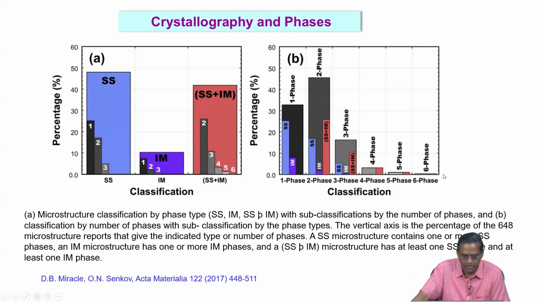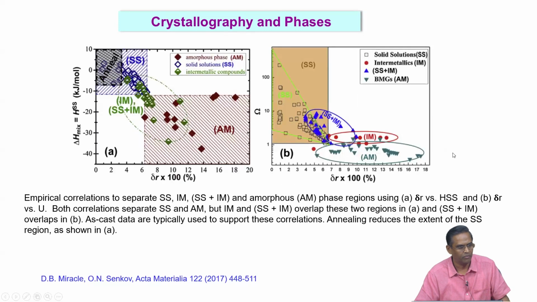So this gives some idea about what are the different microstructures that can form, and that can be related to our previous idea, what we have just looked at, the thermodynamic idea.